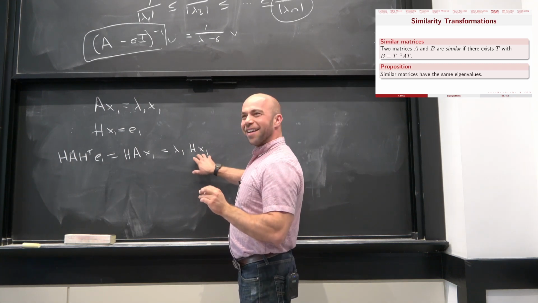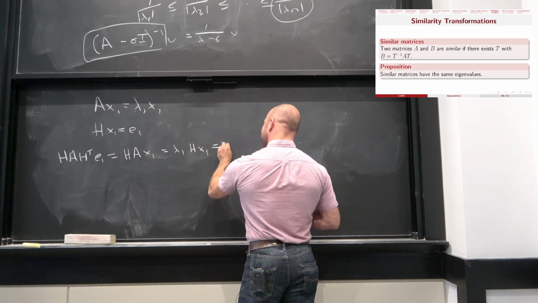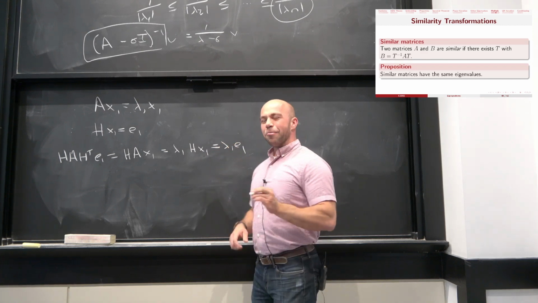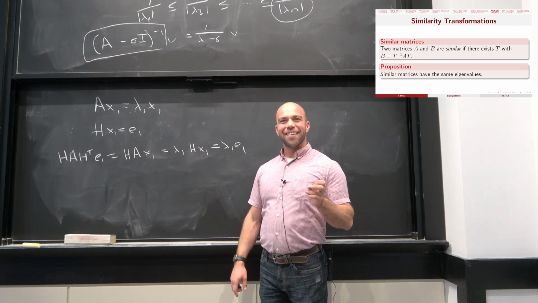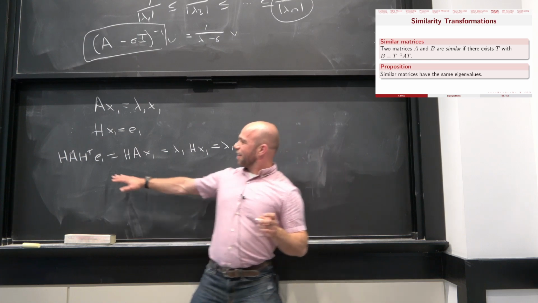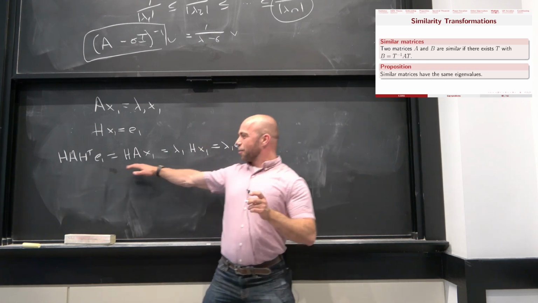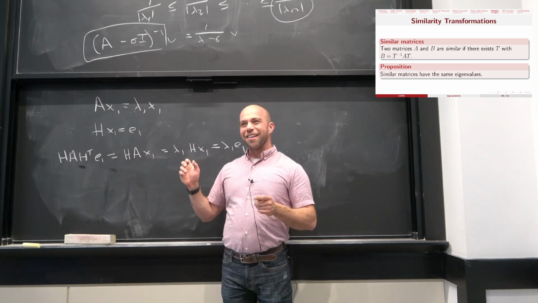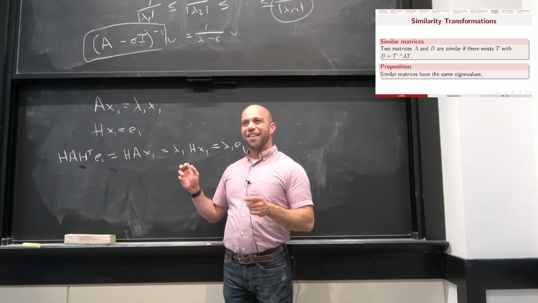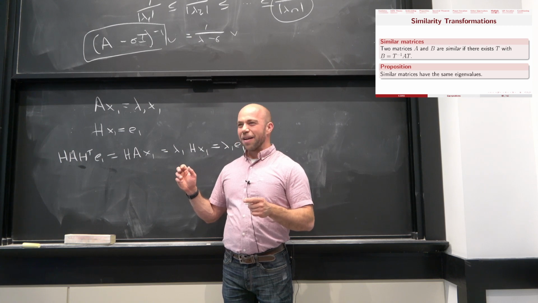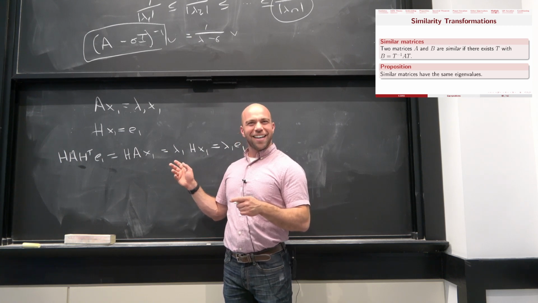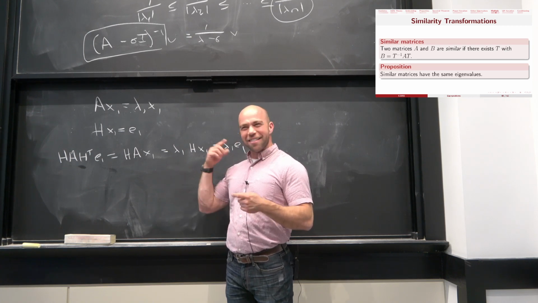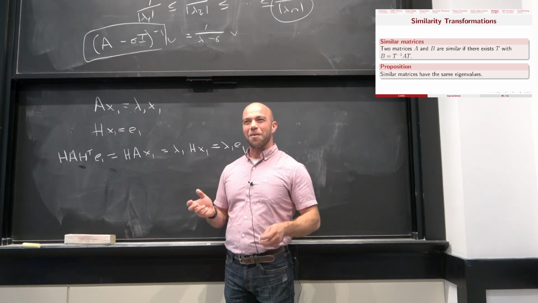What's H x1? It's E1. So what did I just show? E1 is now an eigenvector of this matrix with eigenvalue lambda 1. So all I've done is reshuffle the eigenvalues a little bit. Everybody cool so far? This feels kind of arbitrary. It's a really sneaky trick. This is not one I would have thought of had I not found it in someone's book.